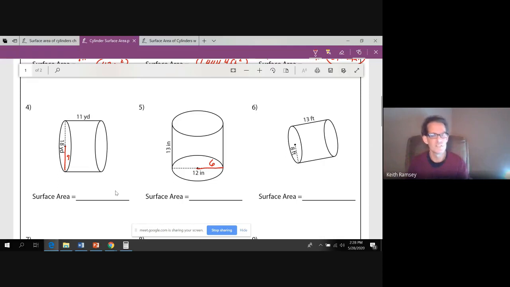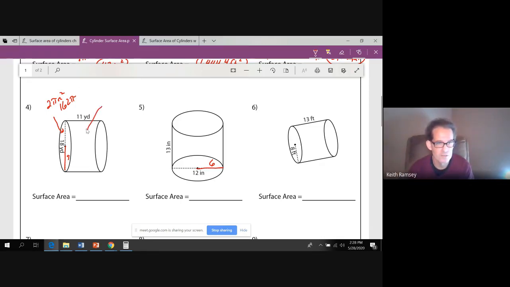Okay, let's take a look at number 4 together. So for our bases, remember our formula is 2 pi r squared. And I know that radius is half of 18. So 9 squared is 9 times 9 is 81. Times 2 is going to be 162 pi. So that's my area for the top and the bottom.